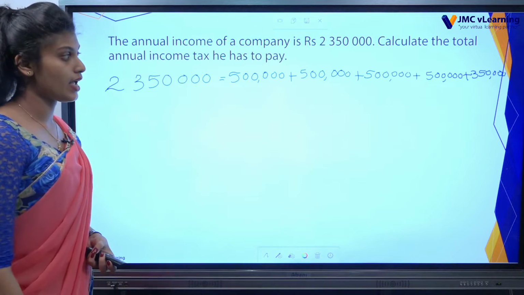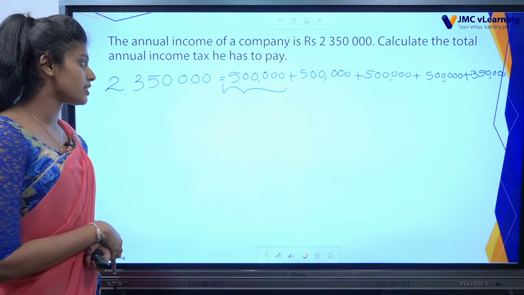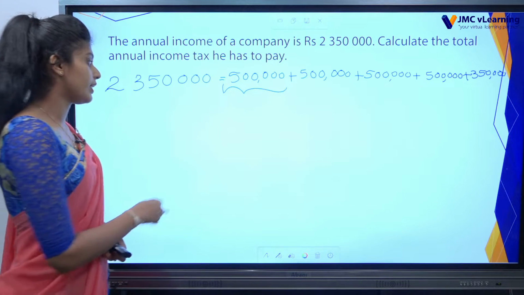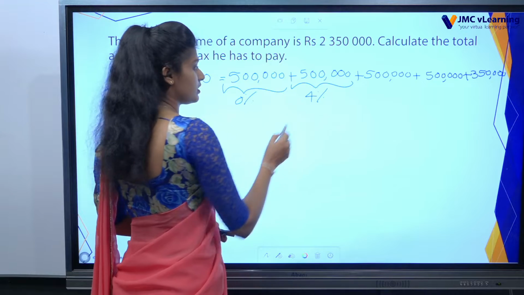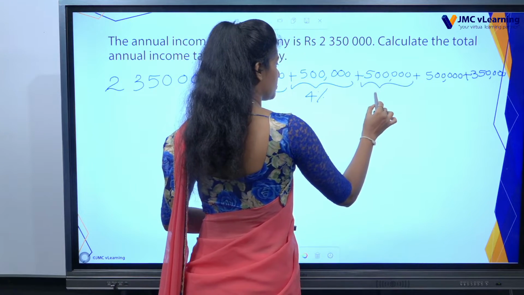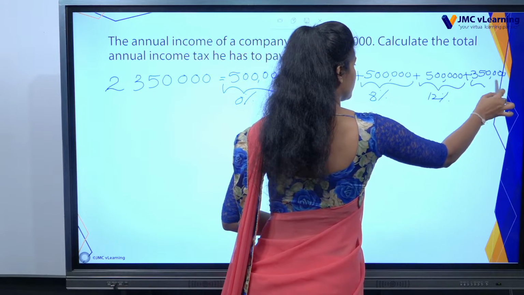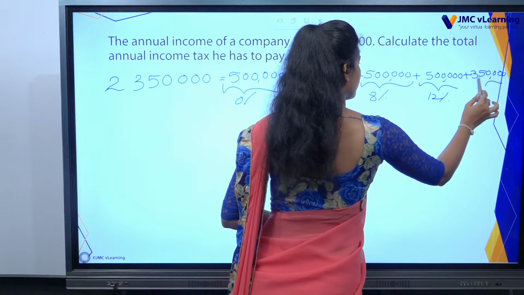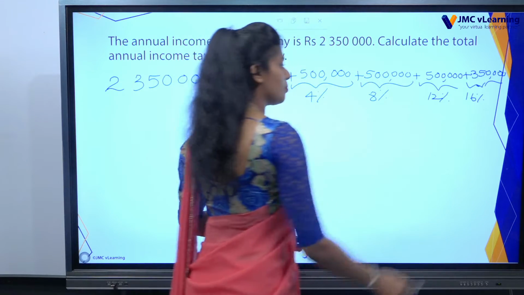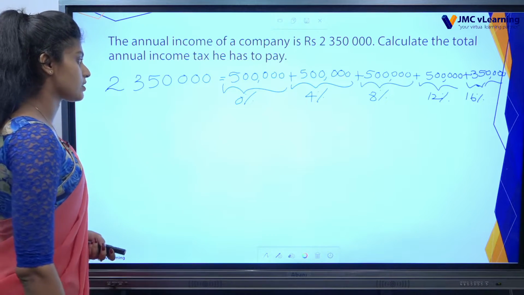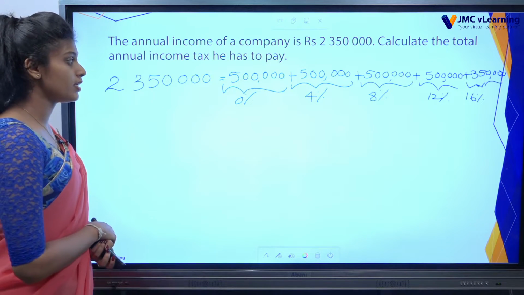That means 350,000. For this amount, how much is the tax percentage? For the initial 5 lakhs, the tax is free. That means 0%. For the next one, the tax percentage is 4. For this part, the tax percentage is 8. To this part, 12. And to this part, 4, 8, 12, 16%. Then let's calculate the tax. For the initial payment, when you multiply it by 0%, it is 0. That means there is no tax.